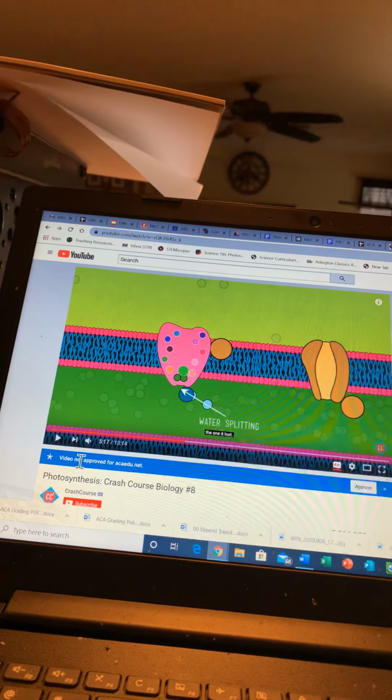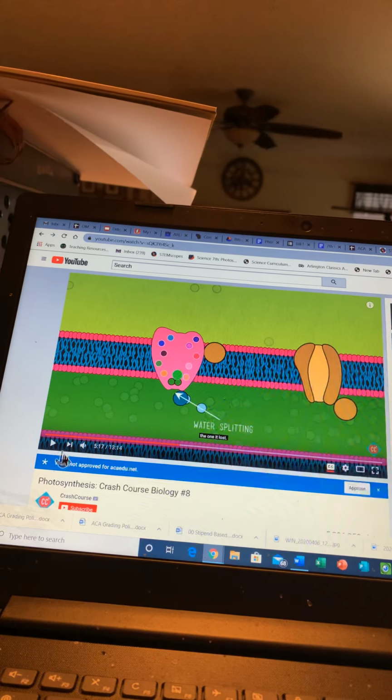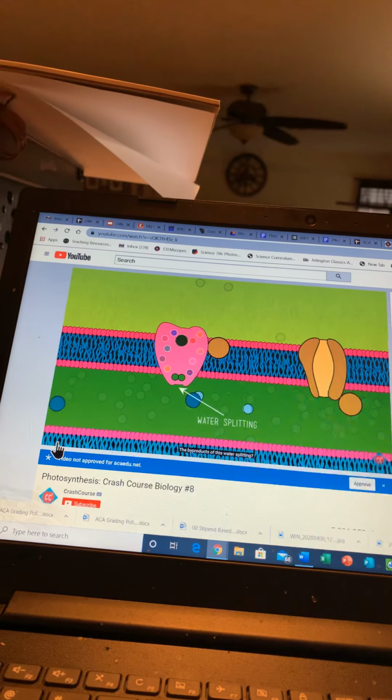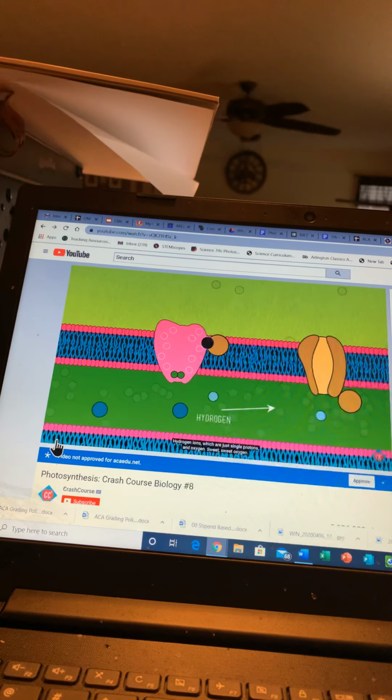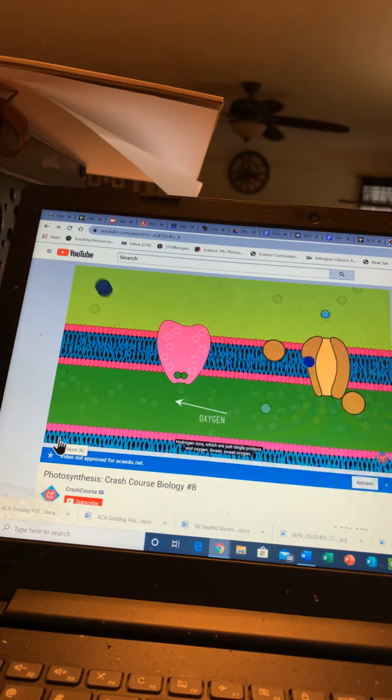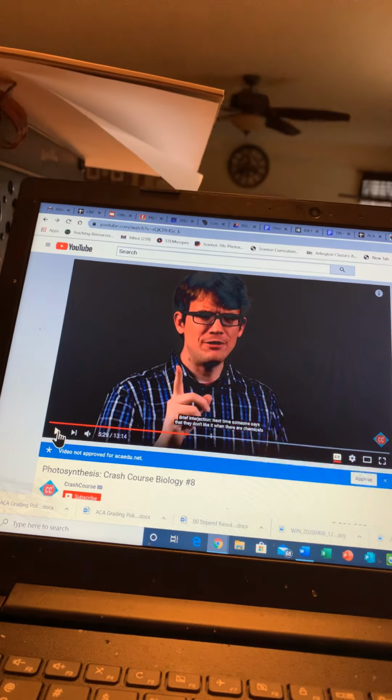Okay, so he's going to tell you what's going to happen with the oxygen, and we know, so let's listen to that. The byproducts of this water splitting: hydrogen ions, which are just single protons, and oxygen. Sweet, sweet oxygen. This reaction, my friends, is the reason that we can breathe. So that was number 5.